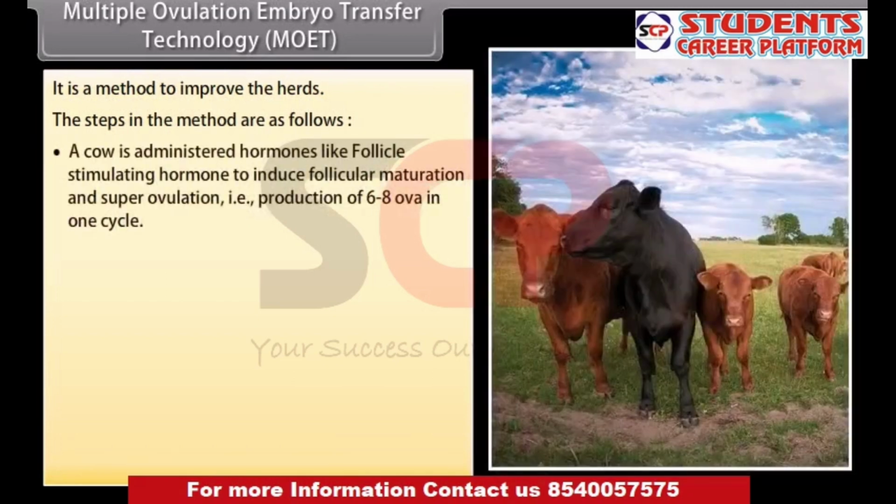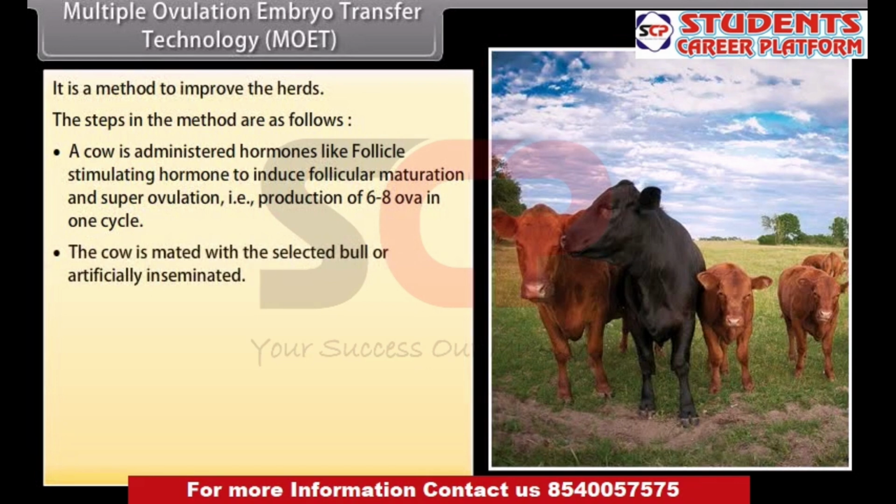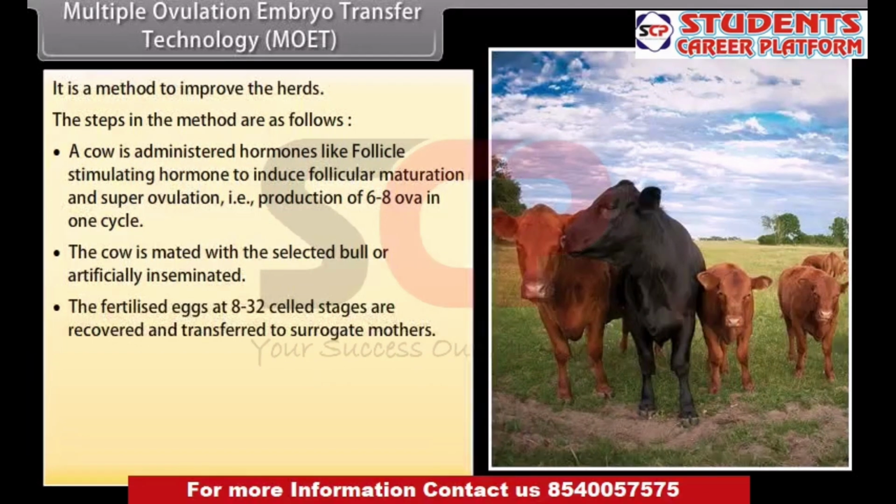A cow is administered hormones like follicle-stimulating hormone to induce follicular maturation and superovulation, that is, production of 6 to 8 ova in one cycle. The cow is mated with the selected bull or artificially inseminated. The fertilized eggs at 8 to 32 cell stages are recovered and transferred to surrogate mothers.